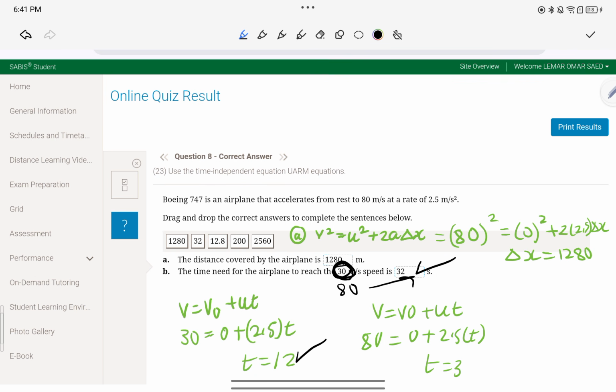So guys, this is a mistake they made. This is not the answer. This is not how you do it. You don't use this. You use this for this because they asked for 30 meter per second speed.